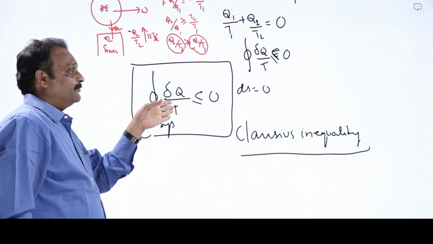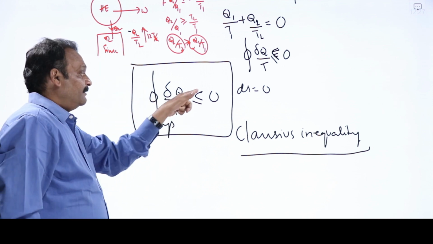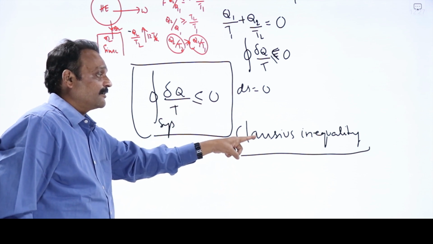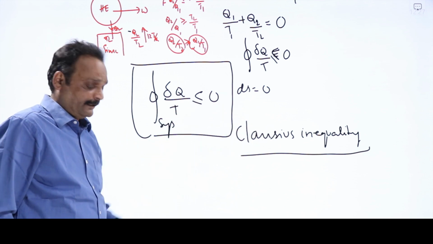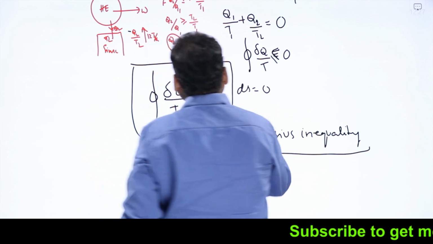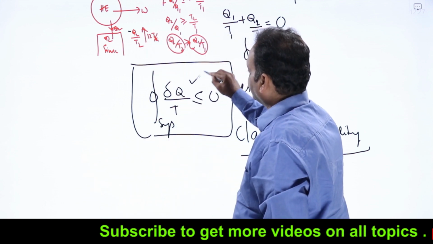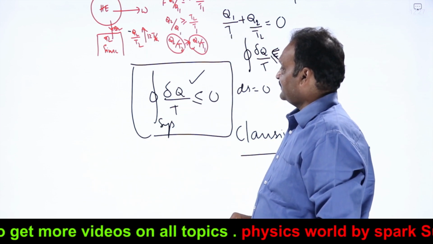Okay, when we generalize it to both reversible and irreversible processes, we will get less than or equal to 0. This is known as the Clausius inequality. Okay, right? So this is an important point from the exam point of view, remember this. This is known as the Clausius inequality.